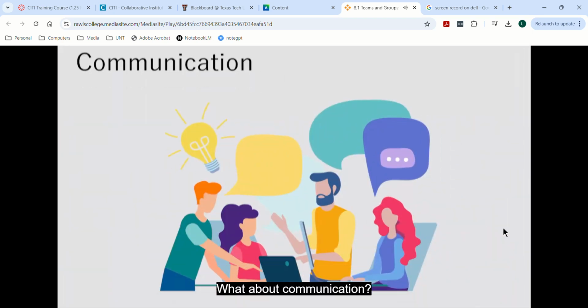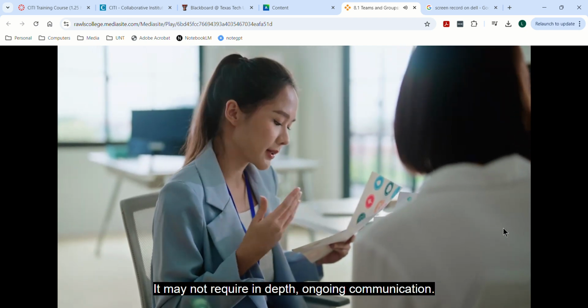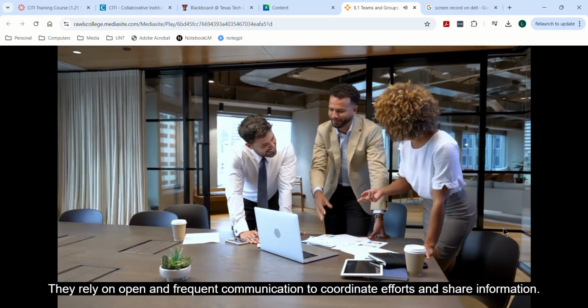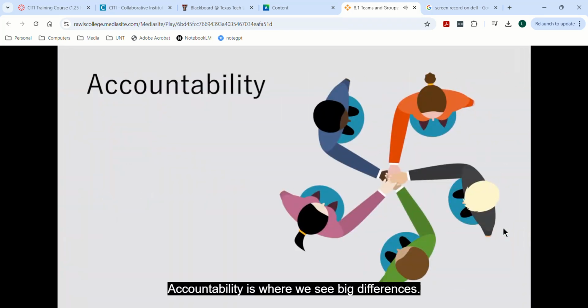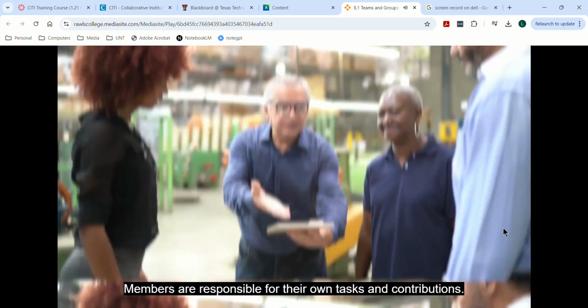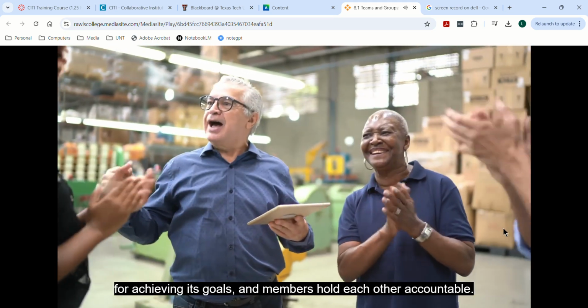What about communication? Communication in groups is often limited to information sharing and reporting. It may not require in-depth, ongoing communication. Conversely, effective and continuous communication is crucial in teams. They rely on open and frequent communication to coordinate efforts and share information. Accountability is where we see big differences. Individual accountability is often emphasized in groups. Members are responsible for their own tasks and contributions. Instead, teams emphasize collective accountability. The team as a whole is responsible for achieving its goals, and members hold each other accountable.